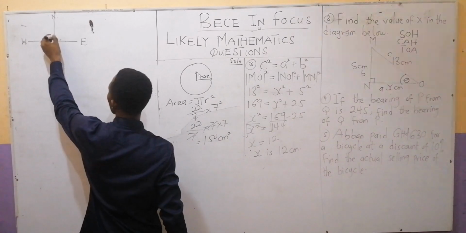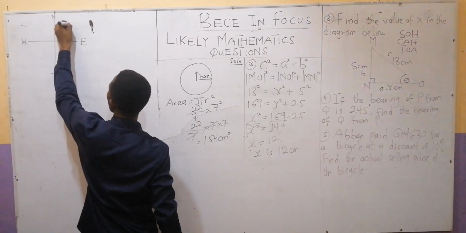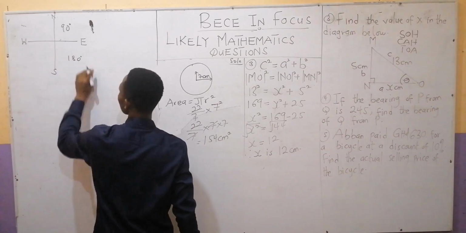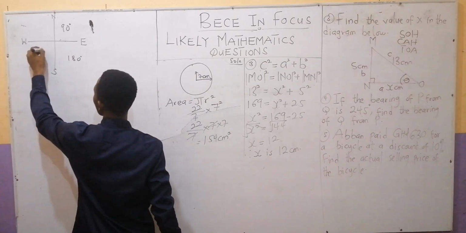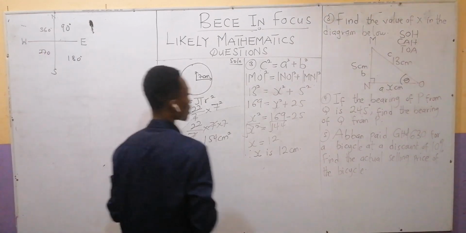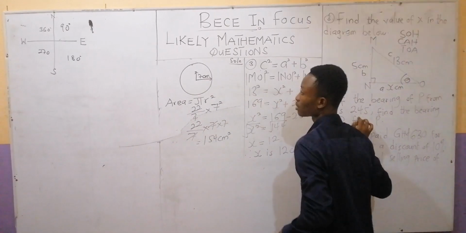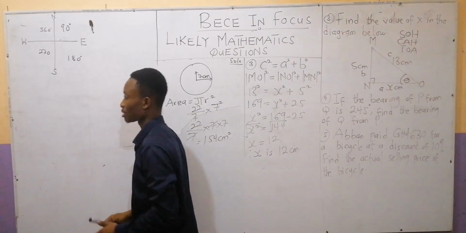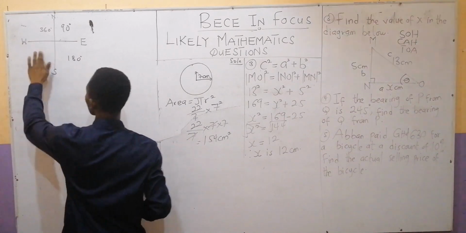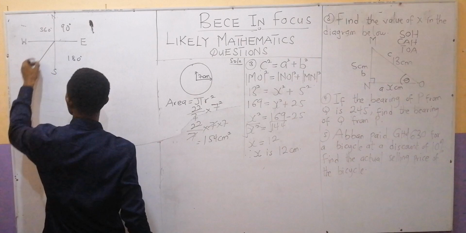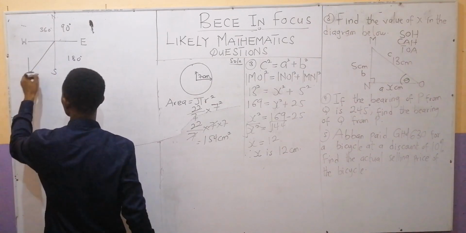Now from this side to this side gives an angle of 90 degrees. To this side, another 90 gives 180. Another 90 gives 270. And this side gives 360. So let's look at where 245 falls. It falls on this side, which is the third quadrant. So we draw new cardinal points there.